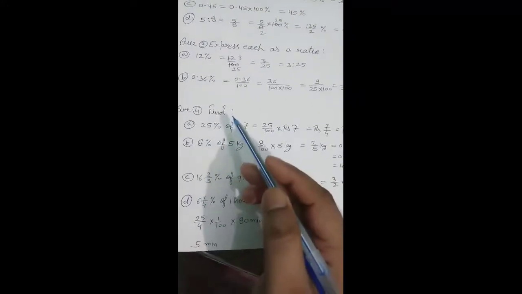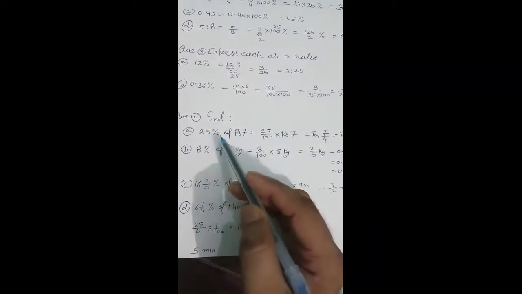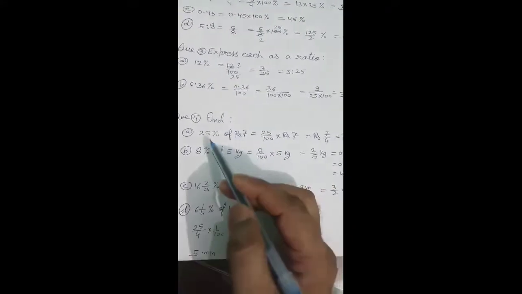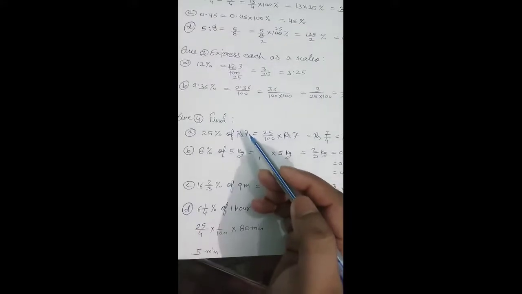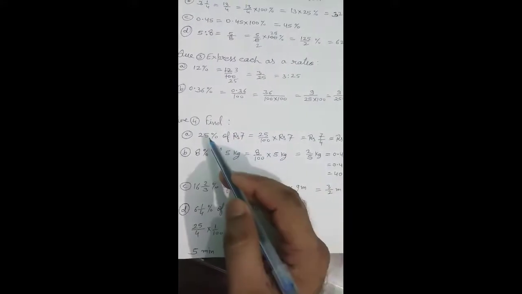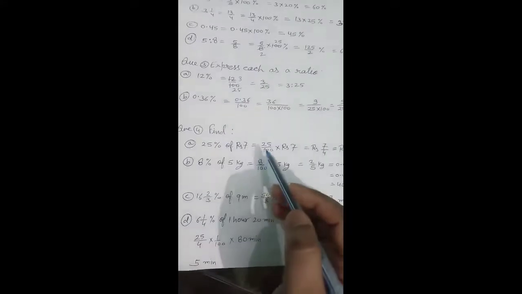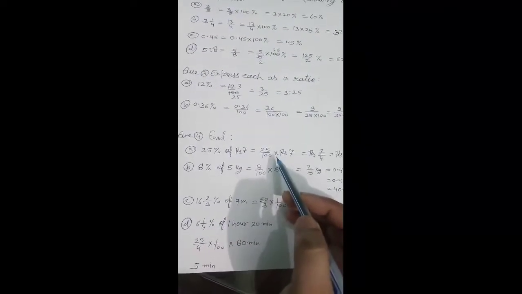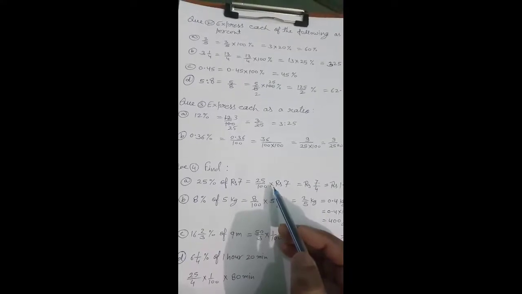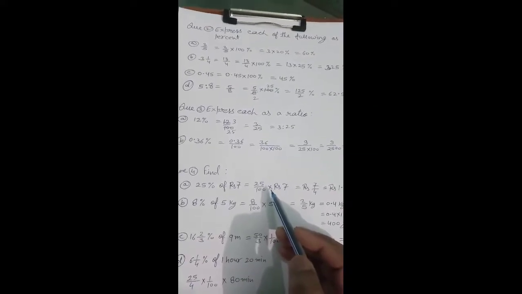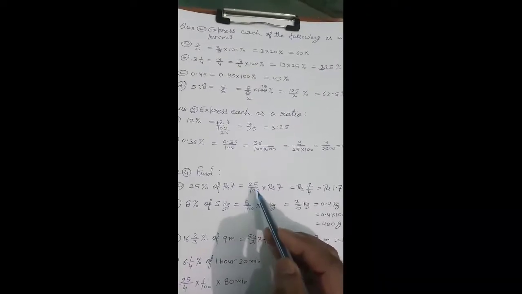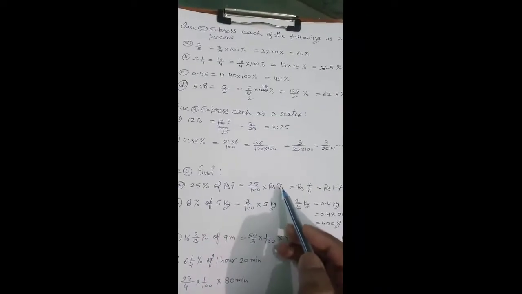Now see question number 4. Now you have to find the value: 25% of rupees 7. So now see how to solve it. We know that 25% means 25 upon 100. Of means multiplication, that you are studying from the lower classes. So 25% of rupees 7 means 25 upon 100 into rupees 7.